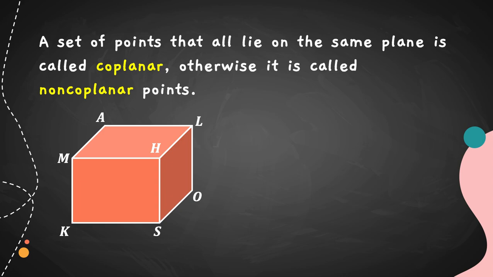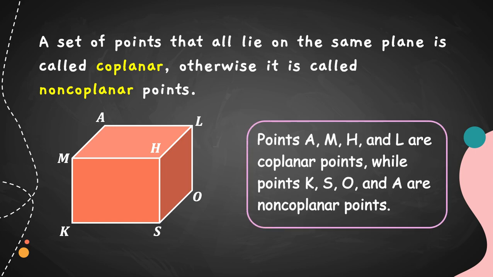So looking at this box, as you can see, we have 6 faces. It means we have 6 planes on our box. Okay, so let us make use of coplanar and non-coplanar points. So points A, M, H, L. So look at points A, M, H, L. A, M, H, L are coplanar points because they lie on just one plane, which is the top face, or the top plane. While K, S, O, A, so look at this one, K, S, O. So as you can see, points K, O, S are coplanar points because they all lie on the bottom face.